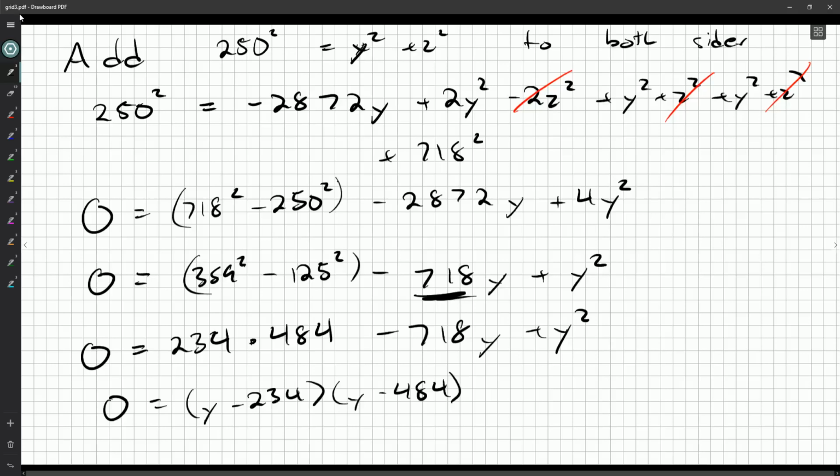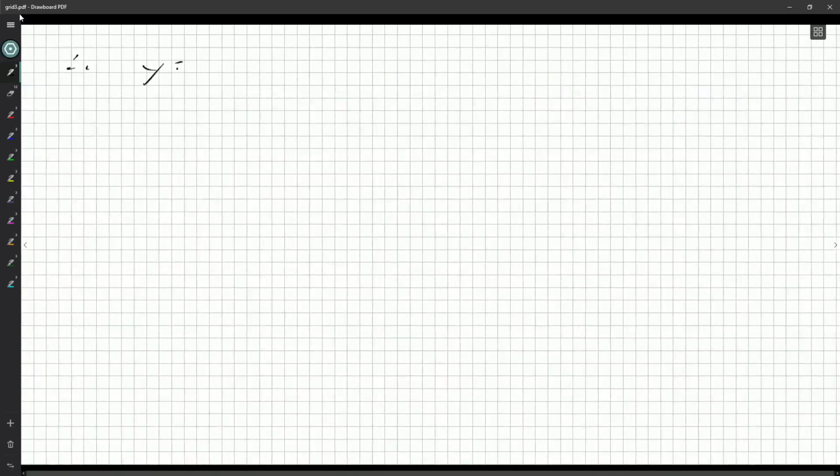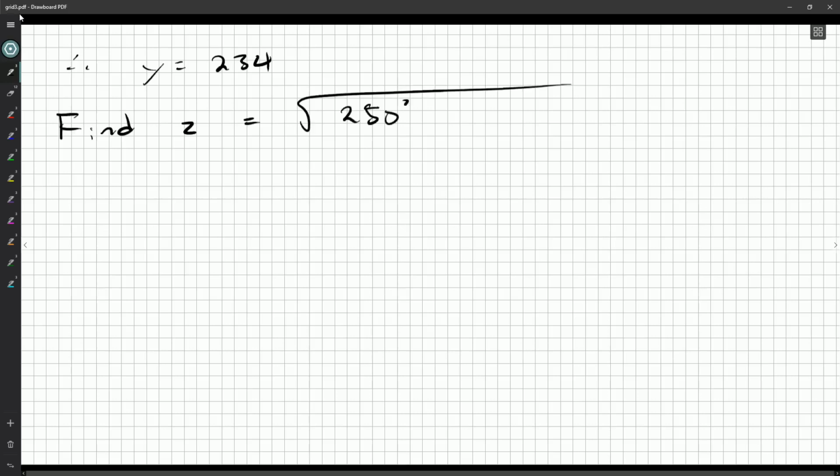Y could be either of those, except y is less than 250. 250 is the hypotenuse of, what was it, PBQ. Just a little explanation there. So that means y is 234. Now, I still have to figure out x, and we're still going to have to find z first. But that's the square root of 250 squared minus 234 squared, and this I also expect might be quite nice. Just going to grab my calculator.